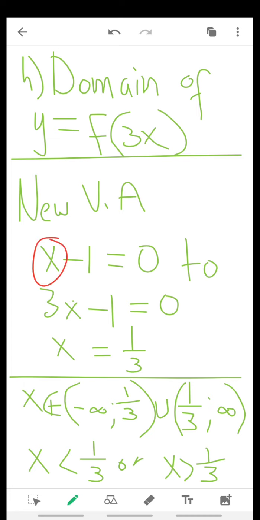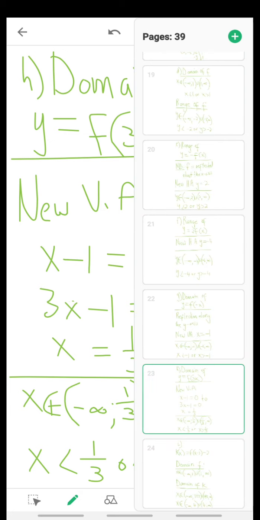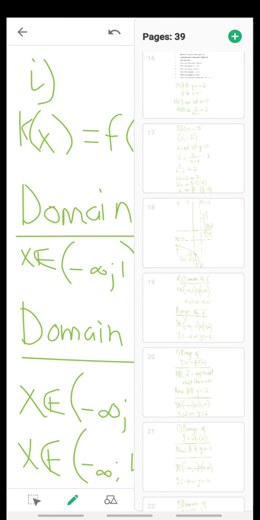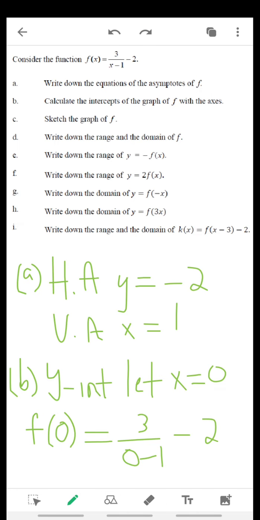So where there was x, I put 3x, then I solve for x, which gives my new vertical asymptote, and then I wrote down the domain. Only the vertical or the horizontal asymptotes are changing. Please take note of that. And then next up, we've got another question, which is the last question.